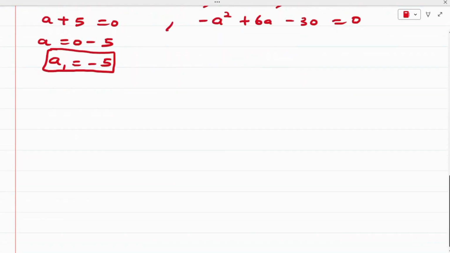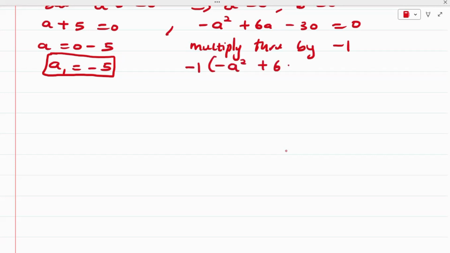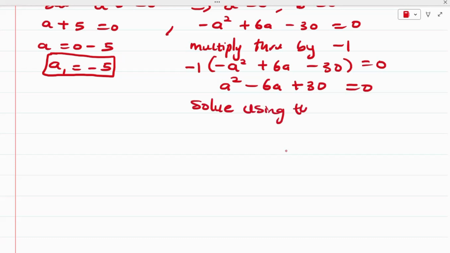So right here, what we have to do is to multiply through by -1 to get rid of this negative sign. So this becomes -1 multiply minus a squared plus 6a minus 30, which is equals to 0. So -1 multiply minus a squared will give us a squared. -1 multiply plus 6a will give us minus 6a. -1 multiply minus 30 will give us plus 30, and this is equals to 0. So solve using the quadratic formula.